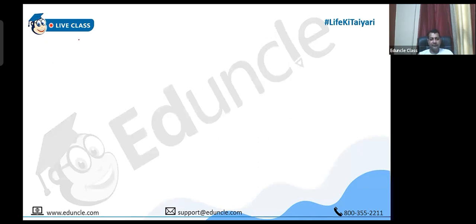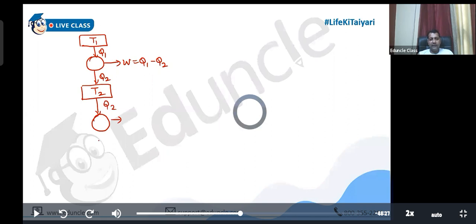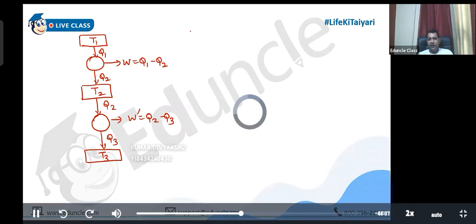Okay, first of all, try to understand what is happening. See, the first engine works between these two temperatures. It is extracting heat Q1 and giving out heat Q2. And this whole heat is taken by this second one, and it does some work and obviously it leaves heat Q3. Let the work be W dash.